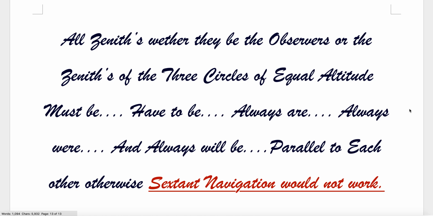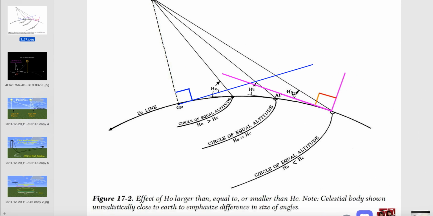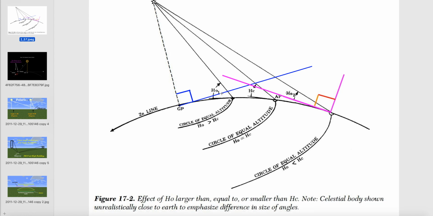All zeniths, whether they be the observer's or the zeniths of the three circles of equal altitude, have to be, always are, always were, and always will be parallel to each other. Otherwise, sextant navigation would not work. Okay, I'm going to show a few diagrams. Here we have, I'm going to make this one a little bit smaller.